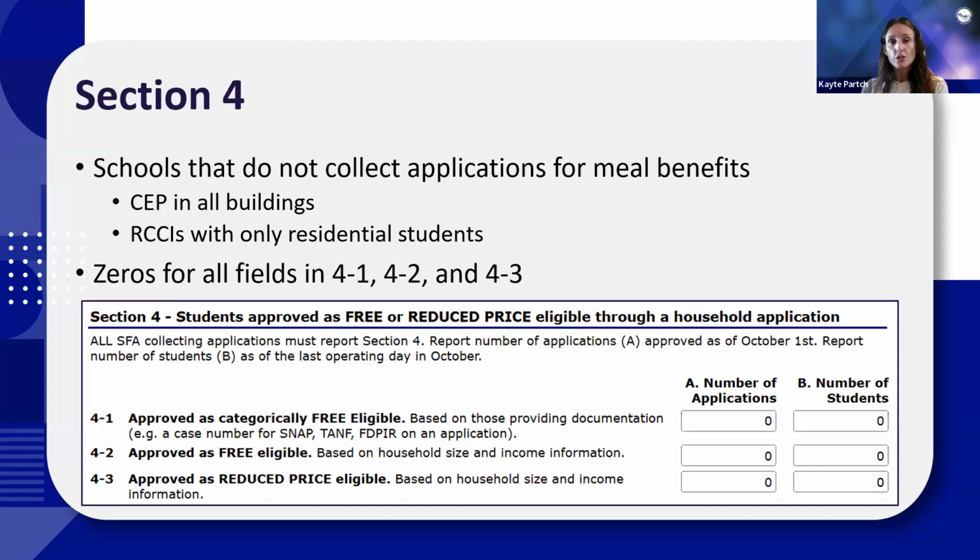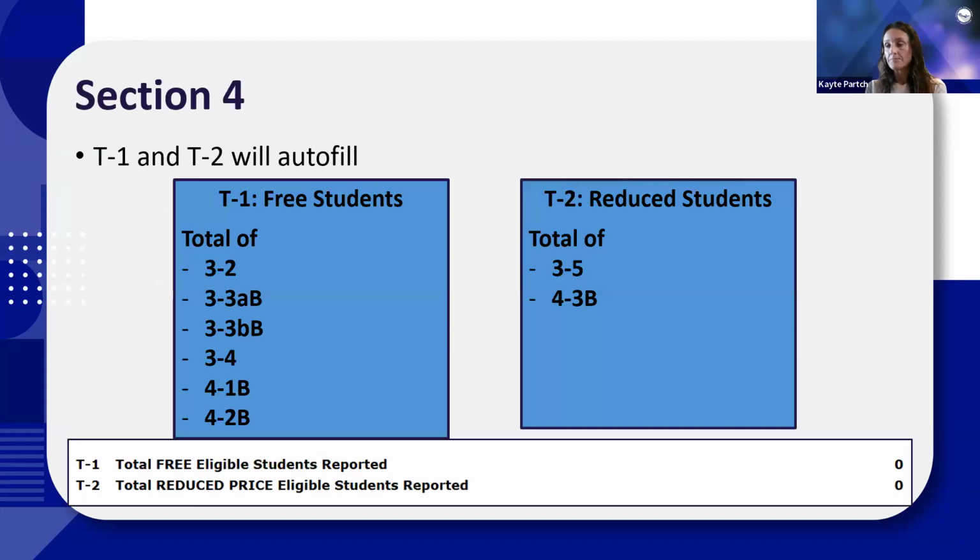The meals provided to students enrolled in those schools and institutions are provided to them at no cost, regardless of their individual eligibility. So at the bottom of Section 4, you see the 2 total values, T-1 and T-2. They should autofill or be determined by the system or by the report on its own. You do not need to, and should not even be able to, change the values you see in T1 and T2.